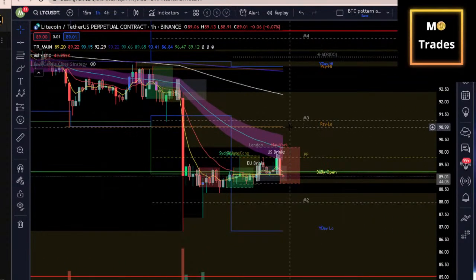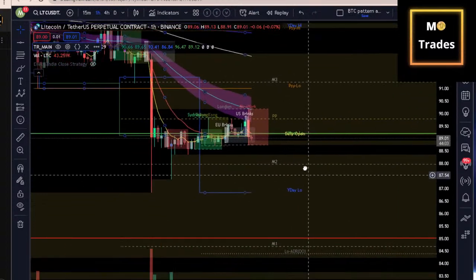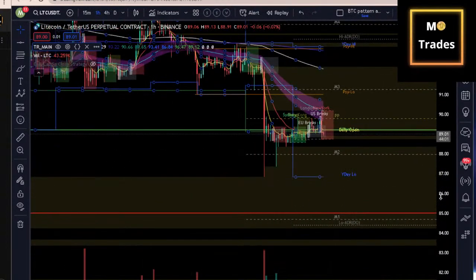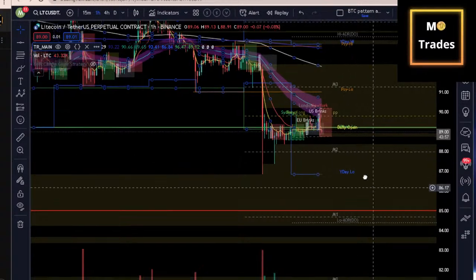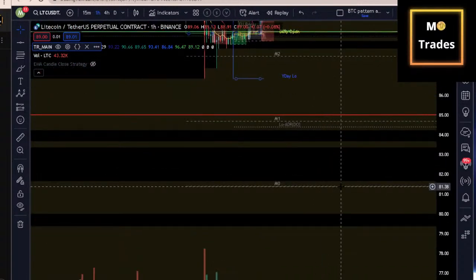You're below the psychological low of the week. You could come all the way down. If you lose this level of 88, your next zone to be support will be 81.